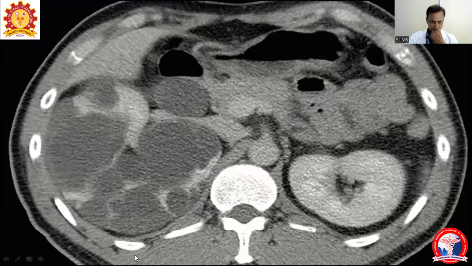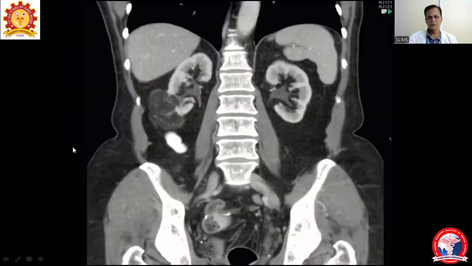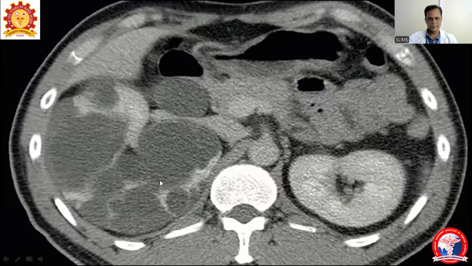This is the next slide. Here we are seeing both the kidneys. The right kidney shows enlargement as well as multiple cystic lesions, but the left kidney has not a single cystic lesion here. Almost the major part of the renal parenchyma is occupied by the multiple cysts. So cystic degeneration of the kidney is seen on the right side.